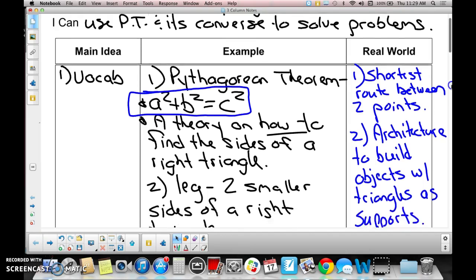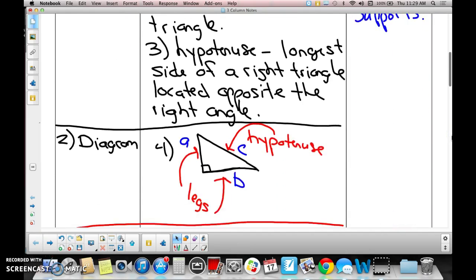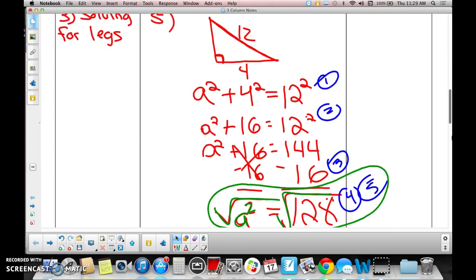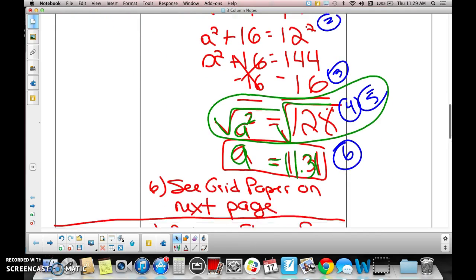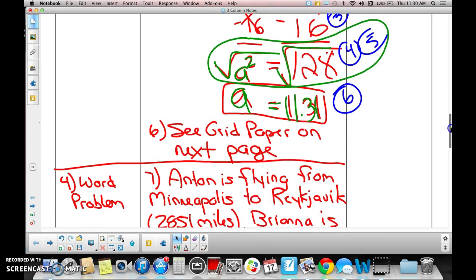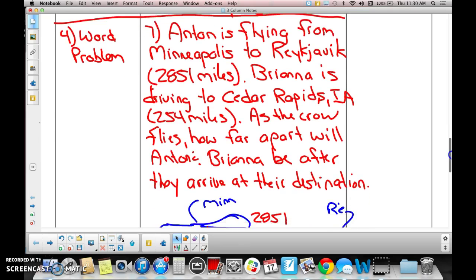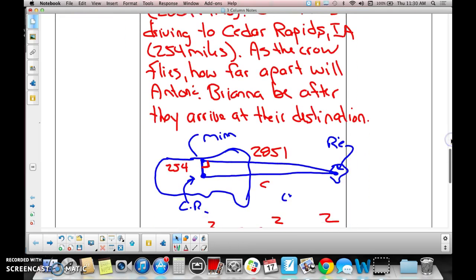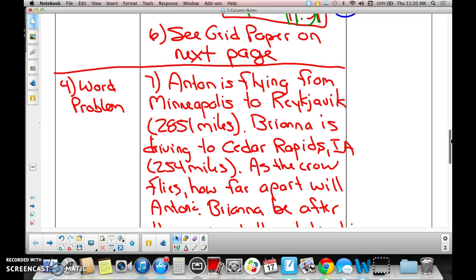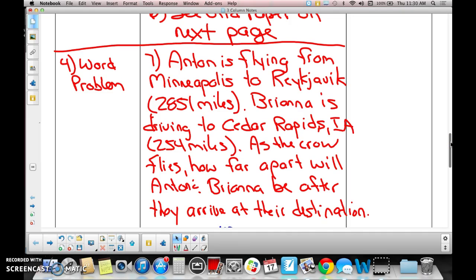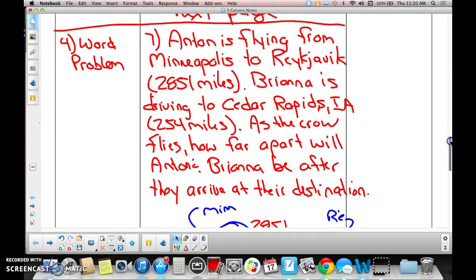And then lastly, we did a real-world example with Anton and Brianna going their separate ways over winter break here. Here is the problem, and then my beautiful drawing follows. But essentially, we were trying to figure out how far Brianna and Anton will be over break, with Anton going to Reykjavik, cool trip, and Brianna going to Iowa, not so cool trip. And the distance between the two, these are actual distances according to the Google.